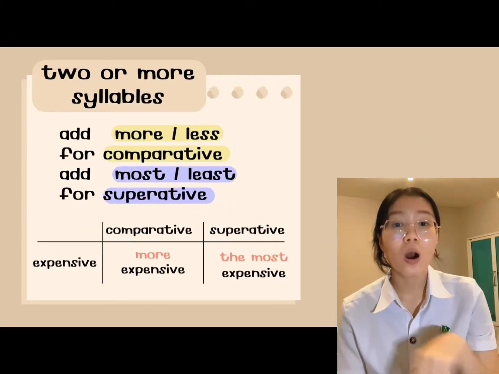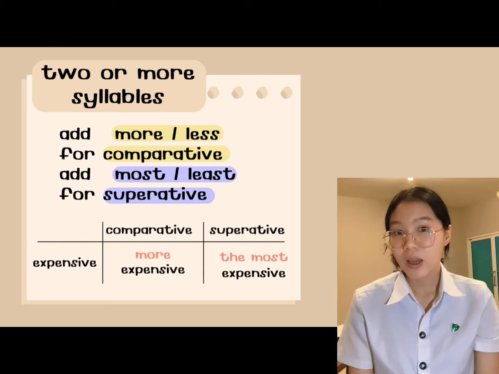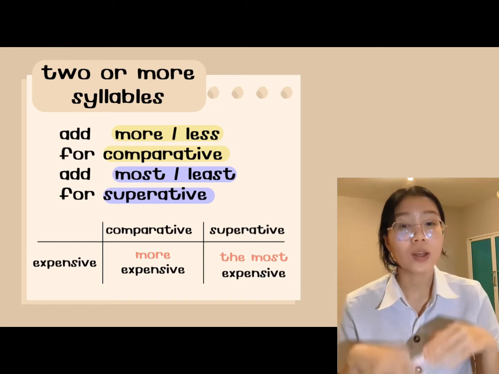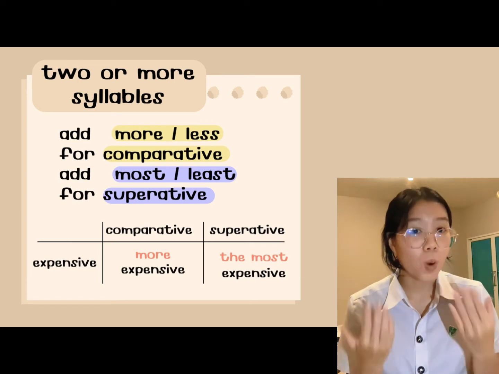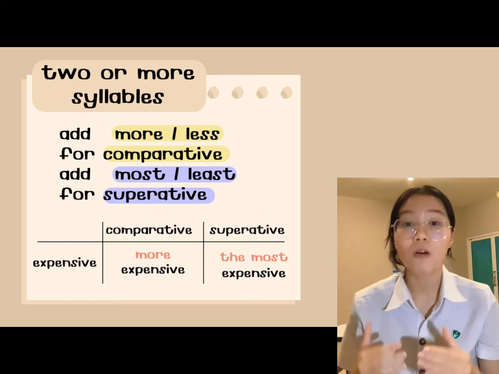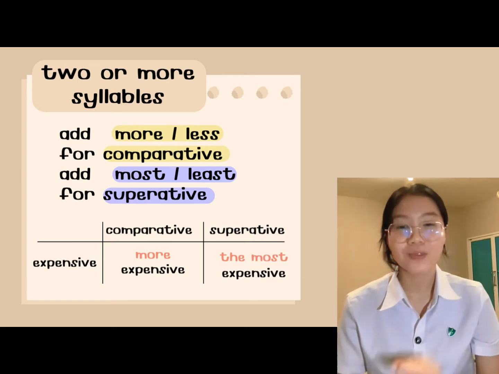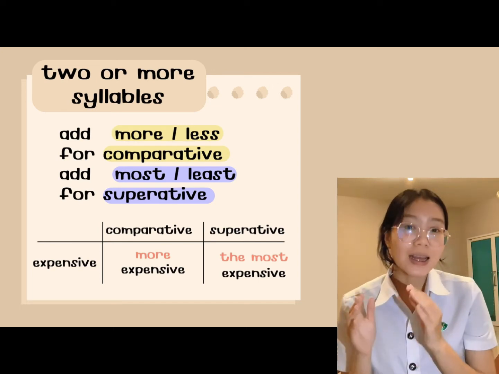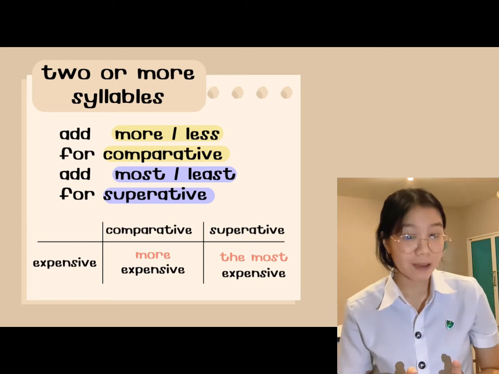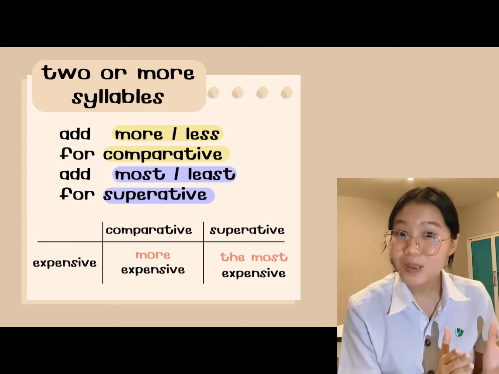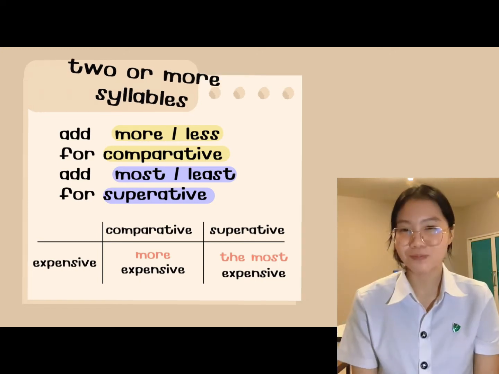When an adjective has two or more syllables, we add more or less for comparative and most or least for superlative. For example, expensive becomes more expensive and the most expensive.